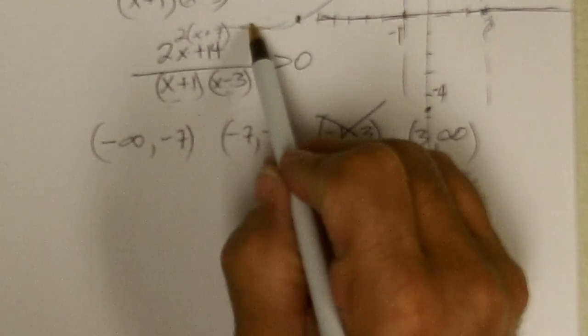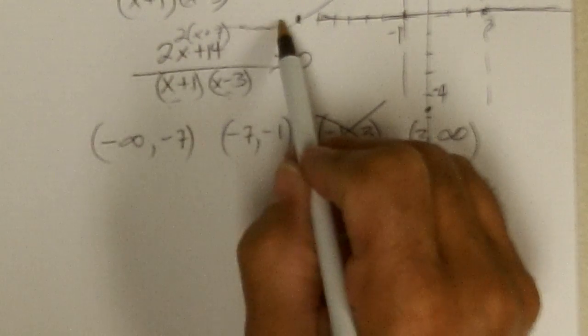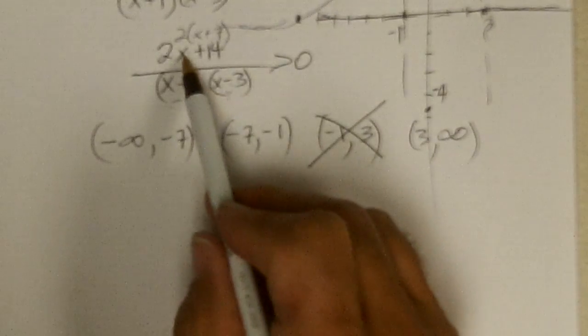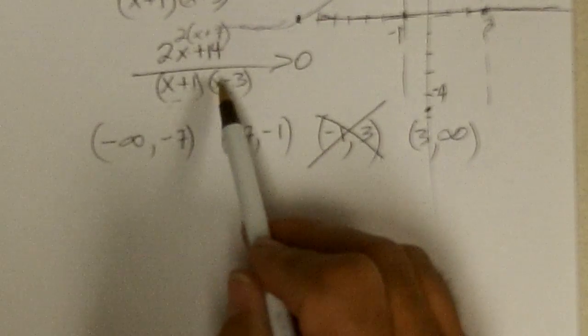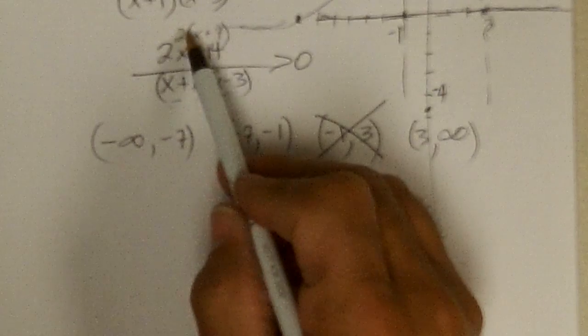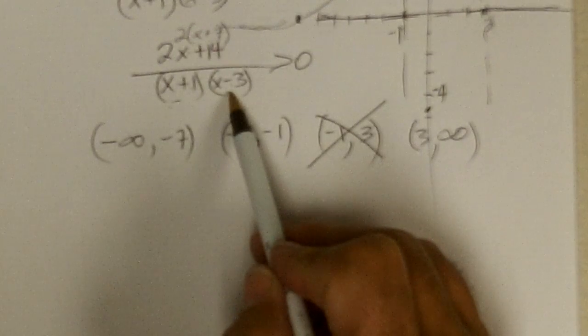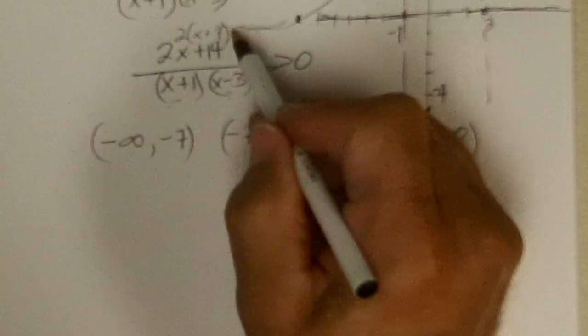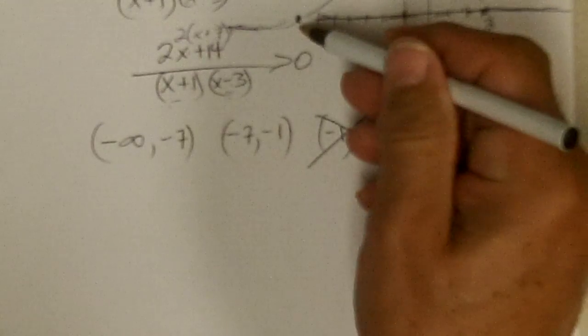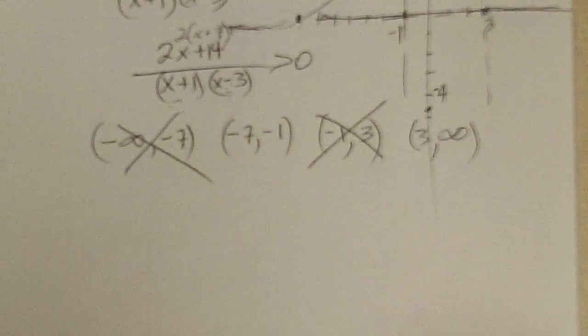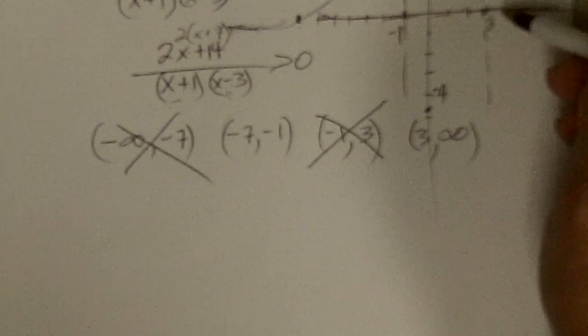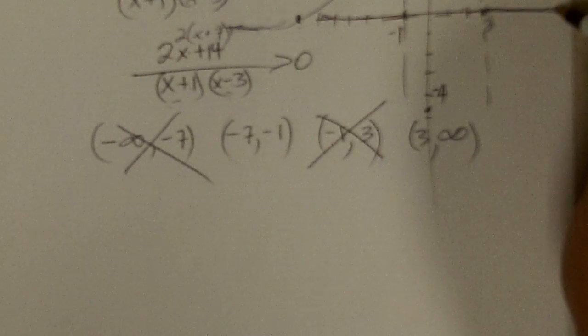So probably not for negative 8. If I put in negative 8, that's negative, that's negative, that's negative. So 2 times a negative over negative and negative is negative. So it's not greater than 0. So this one's out. The only question now is, is this positive?